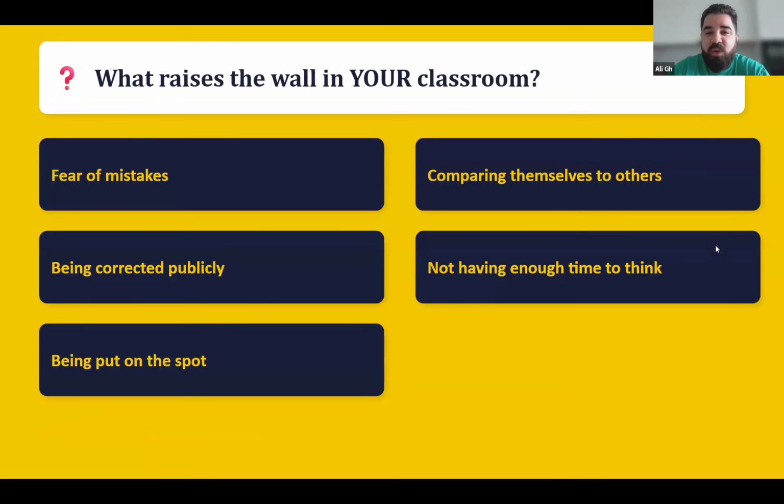Now, what raises the wall in your classroom? Fear of mistakes is something we talked about. Being corrected publicly. That's always something kids, I don't know why, but they don't like. Being put on the spot, comparing themselves to others, not having enough time to think. There are so many different factors here. I'm just naming a few just to make sure that we're on the same page. These are the reasons these walls are raised.